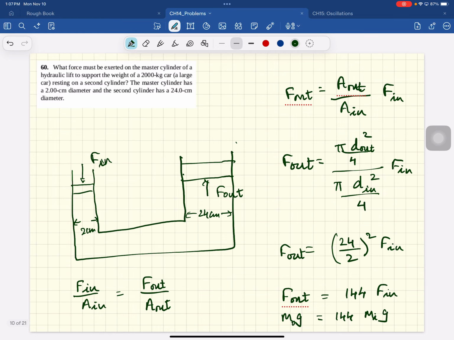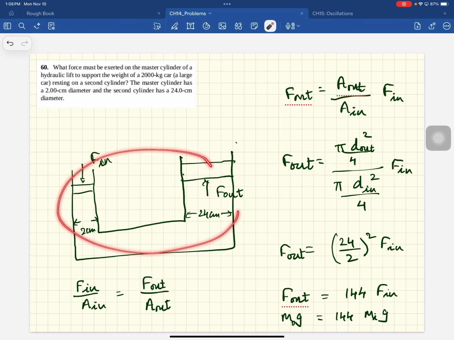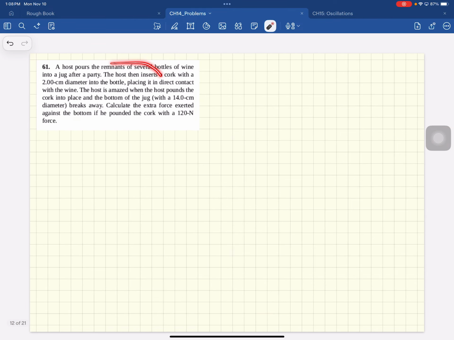All right, so again, what is this? It's a machine, it's a force multiplier. This is an input force, and you're getting a large output force. As long as the area increases, you get a large output force. So this is a similar problem. You can do this at home. So you have a hydraulic press at home.